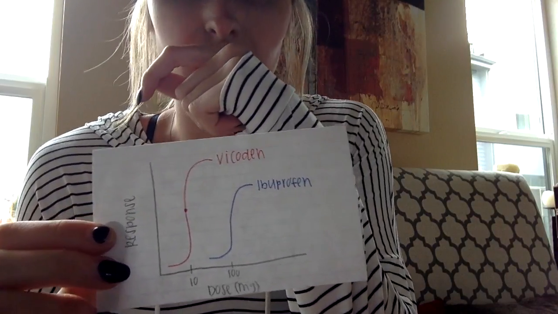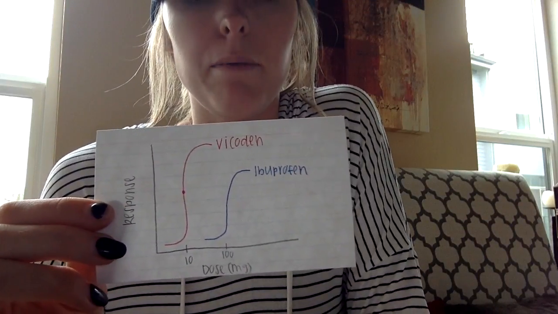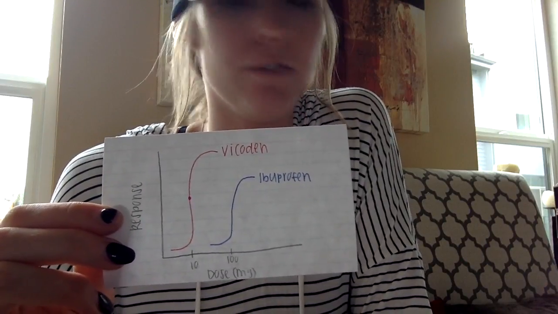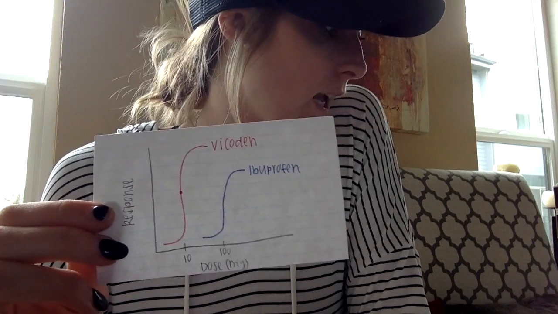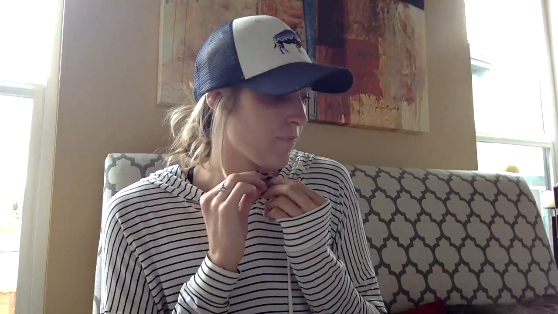And it also shows that Vicodin is way more potent than ibuprofen, and you can tell this from the ED50 level. The ED50 is the dose that produces the desired effect in 50% of the subjects. So basically, it's however much of that drug needs to be taken, the certain dose, to have the desired effect in at least half of the people that are taking it.